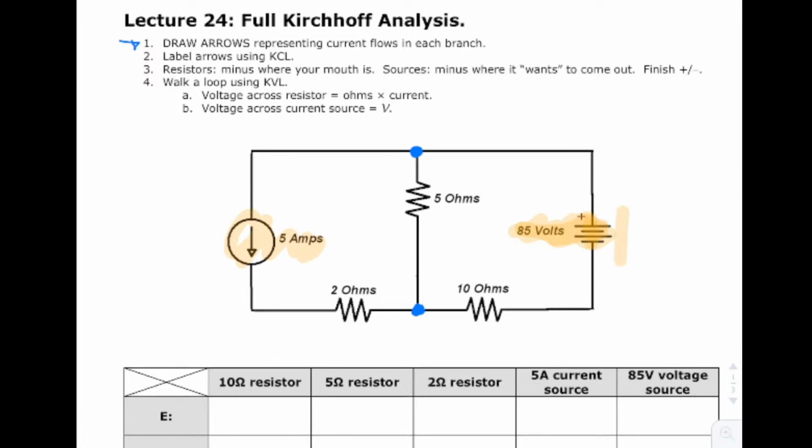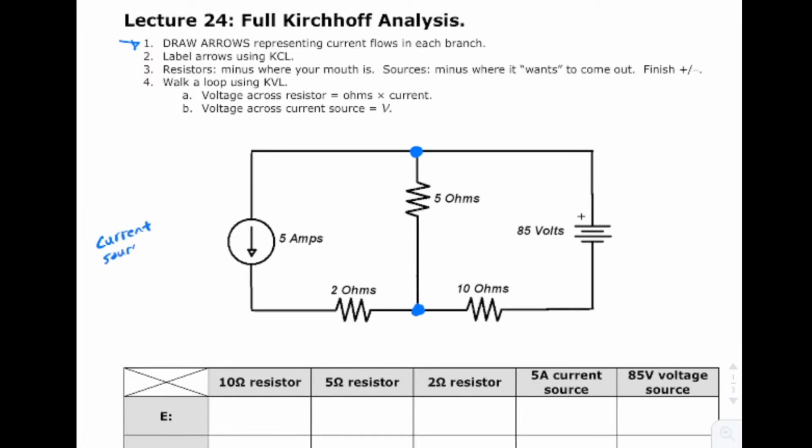It's like a pump. It's trying to pump the electrons out the negative terminal with an electrical pressure of 85 volts. Okay, that's what that is. We know what that is. These are resistors. We know what those are. But what the heck is this thing? Well, you got a nice clue here because it says 5 amps. This is a current source.